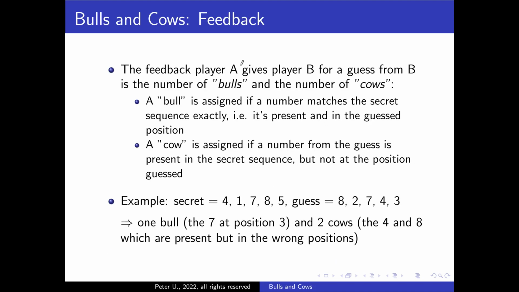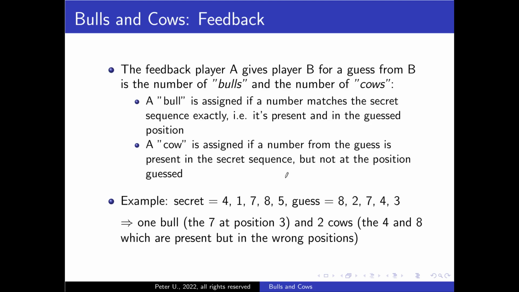So, what does the feedback look like? Player A gives feedback for player B's guess, and the feedback is the number of bulls and the number of cows, defined as follows. A bull is assigned each time a number from the guess matches the number in the secret sequence exactly, i.e. it's present and it's in the right position. A cow is assigned if a number from the guess is present in the secret sequence but not in the right position.